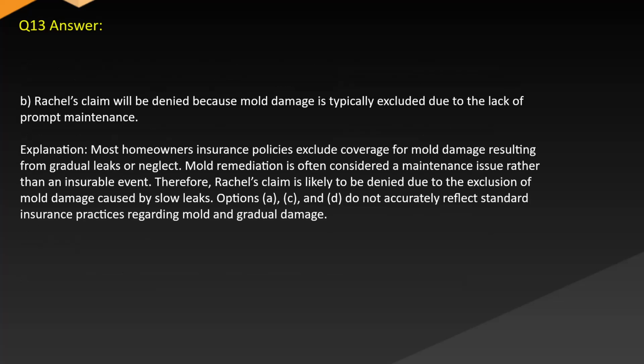Answer: B. Rachel's claim will be denied because mold damage is typically excluded due to the lack of prompt maintenance. Explanation: most homeowners' insurance policies exclude coverage for mold damage resulting from gradual leaks or neglect. Mold remediation is often considered a maintenance issue rather than an insurable event. Therefore, Rachel's claim is likely to be denied due to the exclusion of mold damage caused by slow leaks. Options A, C, and D do not accurately reflect standard insurance practices regarding mold and gradual damage.